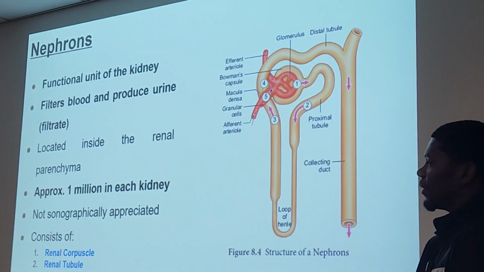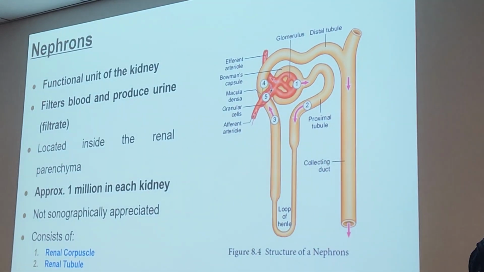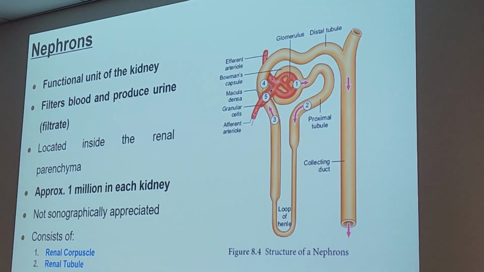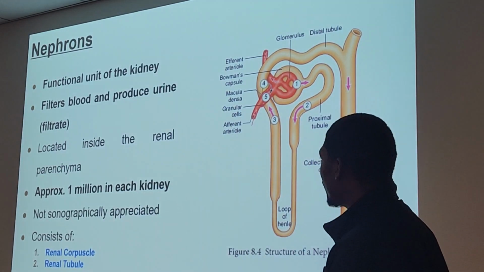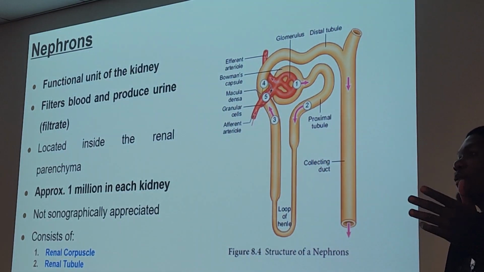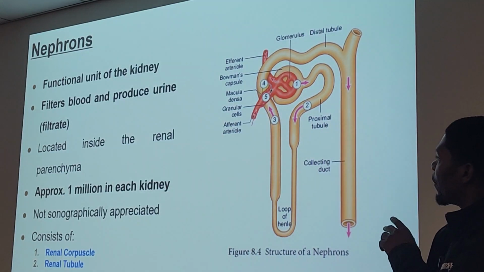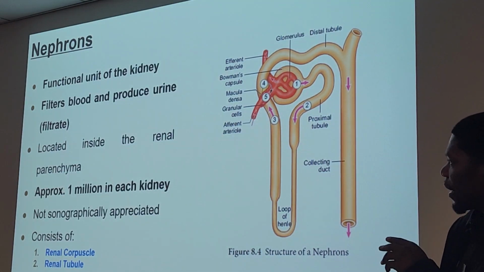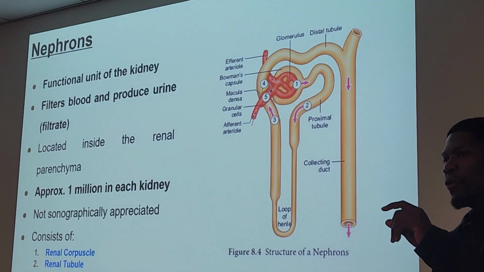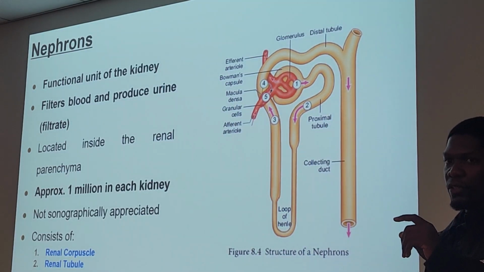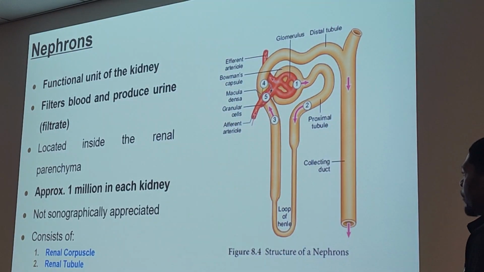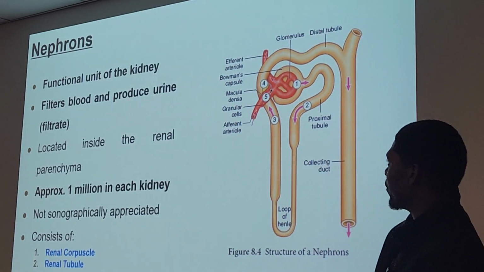Like I said, the nephron is the functioning unit of the kidney. You have approximately 1 million nephrons in each kidney. Amazing. You can't believe that's happening. 1 million nephrons in each kidney. The purpose of the nephron, guys, is to filter blood and, of course, produce urine based on that filtered blood. The nephrons themselves are located inside of the renal parenchyma. There is a small portion that is located inside the renal medulla. Okay? Don't worry about that part.